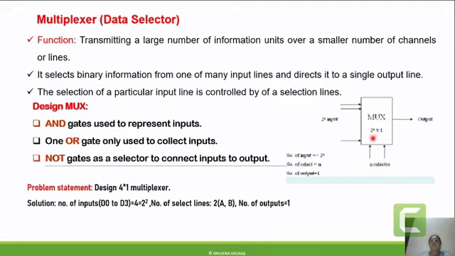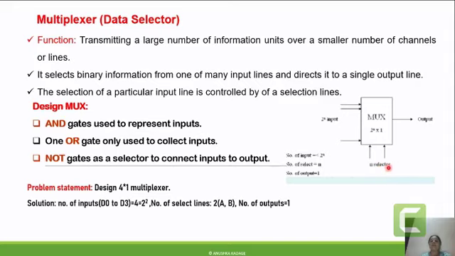Here the multiplexer is always specified with a number which is 2 raised to n into 1. What it indicates is, for this multiplexer, we have 2 raised to n inputs available, and it will give only one output from this multiplexer block. So if I have 2 raised to n inputs, then out of these input lines, which line has to be connected to the output will be selected with the help of the selector lines.